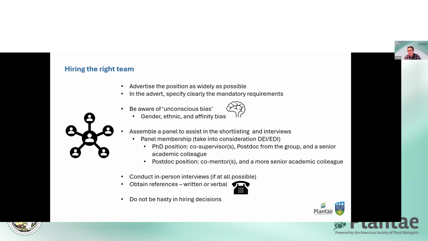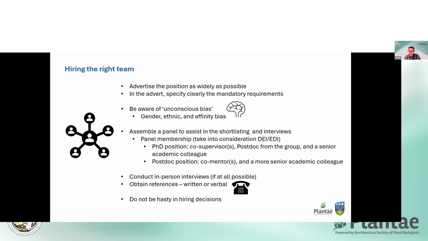But if not, then you can do it remotely. Not the best, I think. Remote interviews, in-person interviews are probably the best. But definitely obtain references. This can be in the form of written references. I think verbal references are actually very, very good. So you could do both.